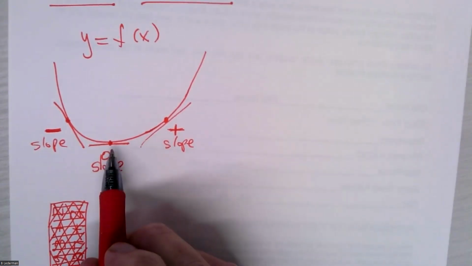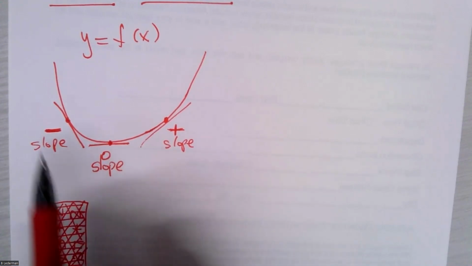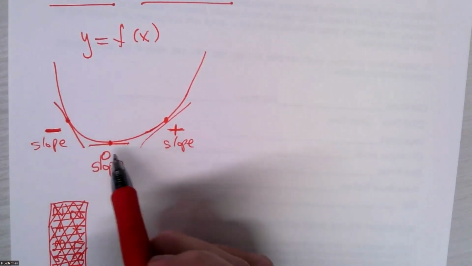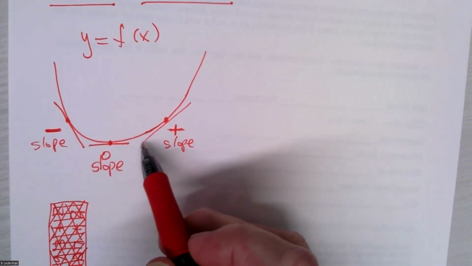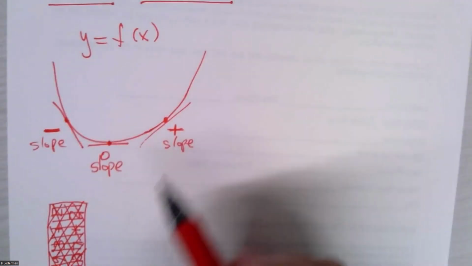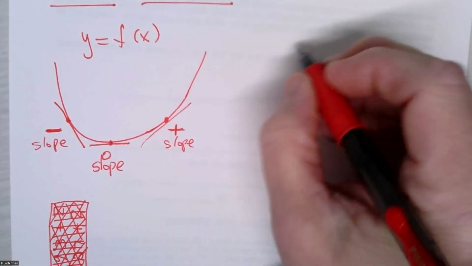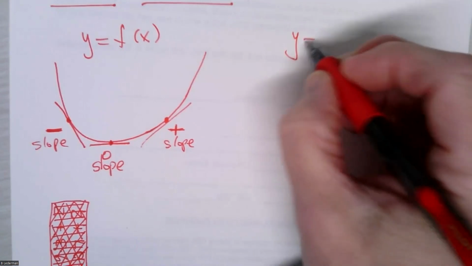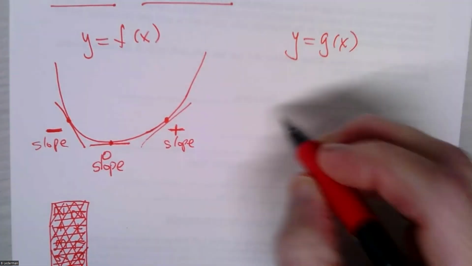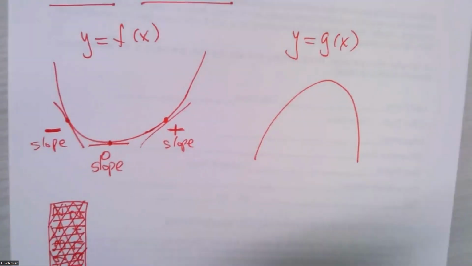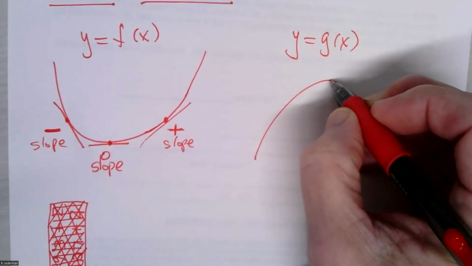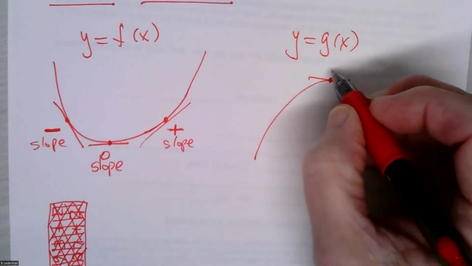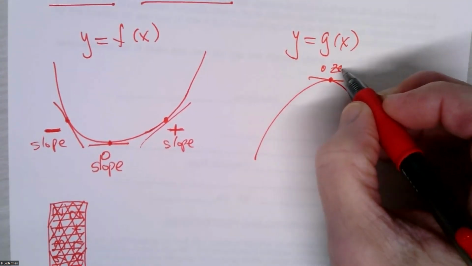So notice that when you have a minimum point, the slope on one side is negative because the function is going down, and then the slope on the other side is positive. Now let's say, on the other hand, we had a different function, y equals g of x, and when I graph it, it looks like this. So here I have the top point. Again, you see that the slope is zero. It's a zero slope.